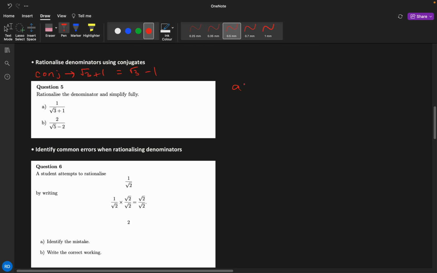let's say I have a minus b times a plus b. So we've got a squared plus ab minus ab minus b squared. So as you can see, these two middle terms cancel each other out. And in this instance, the a is a root. So it's a square root, a surd. So we don't want surds in the denominator because we're trying to rationalize it. So this is why we use the conjugate, because it will get rid of those surds.